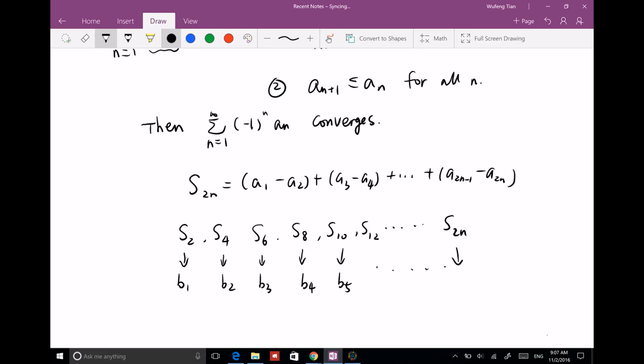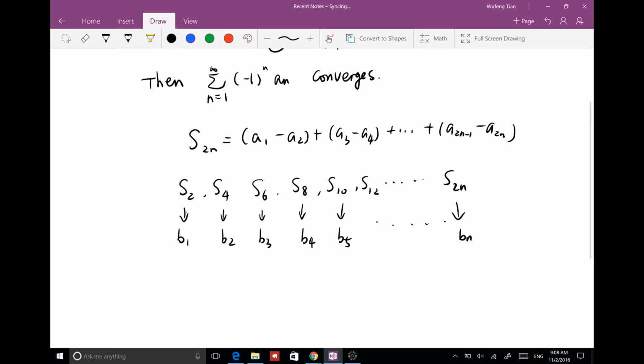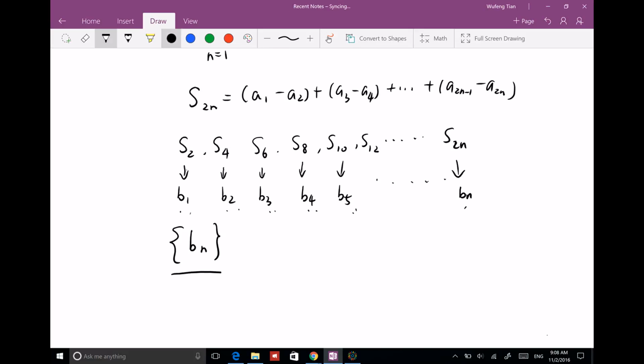This is b_n. Well, we look at S_2n, we consider that as a sequence, not a series. S itself is a series, it's a summation. But when we put S_2, S_4, S_6, S_8 separately, there's a new sequence. Then b is a sequence, we can look at b_n, it's not a series. We don't consider that as a series anymore. So look at the sequence b_1, b_2, b_3, b_4, b_5 to b_n. This is the sequence.